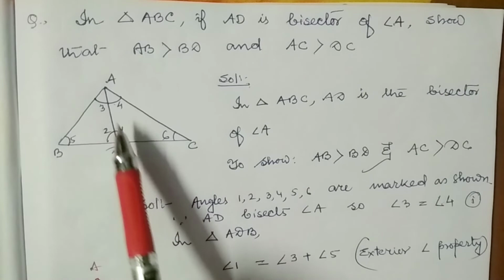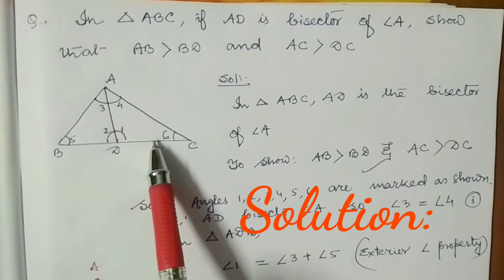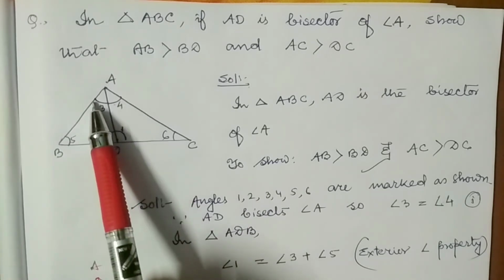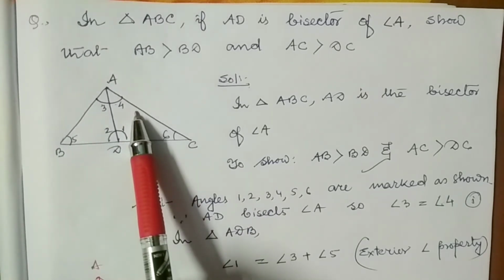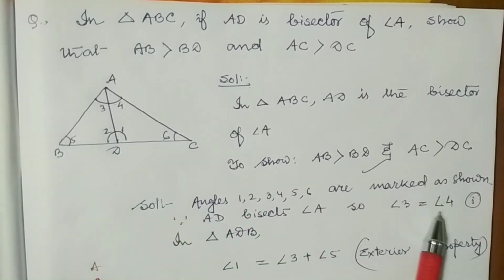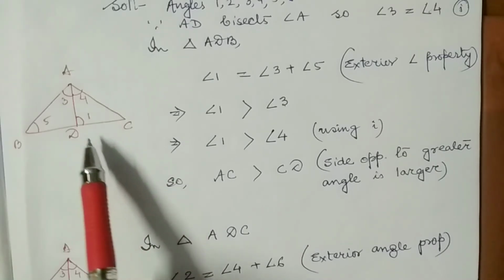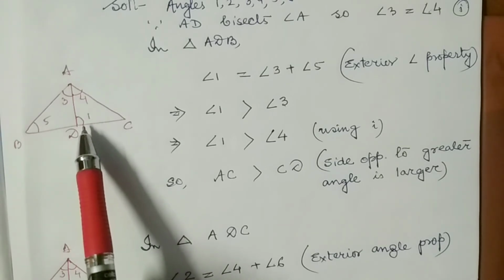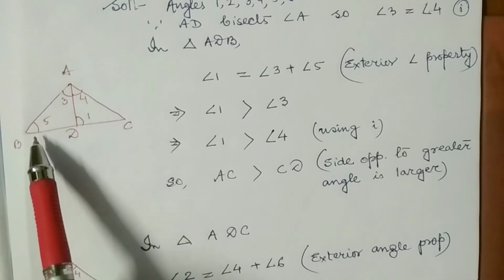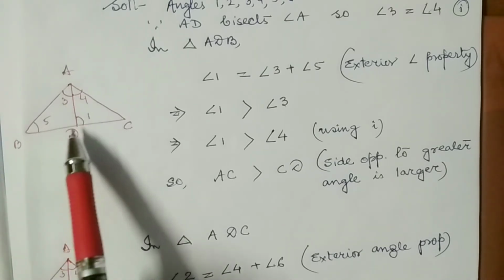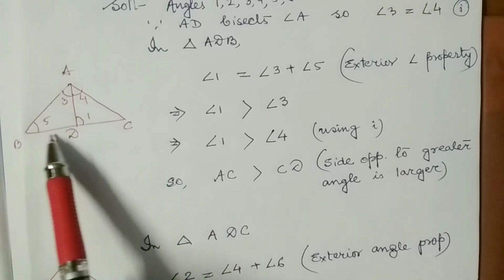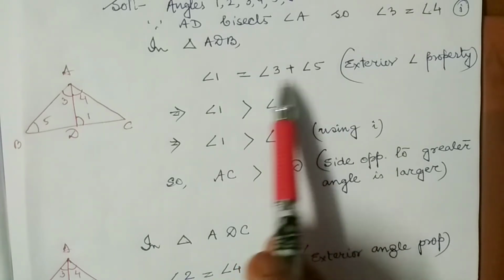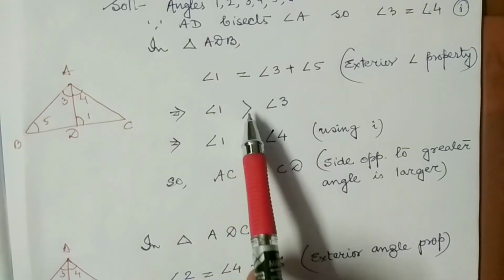We have named these angles as 1, 2, 3, 4, 5, 6. And since AD bisects this angle A, angle 3 must be equal to angle 4, and let it be equation number 1. Now in triangle ADB, I can write angle 1 equals 3 plus 5, exterior angle property. So 1 equals 3 plus 5. That means 1 must be greater than 3 because angle 1 is the sum of these two angles. So 1 must be greater than angle 3.